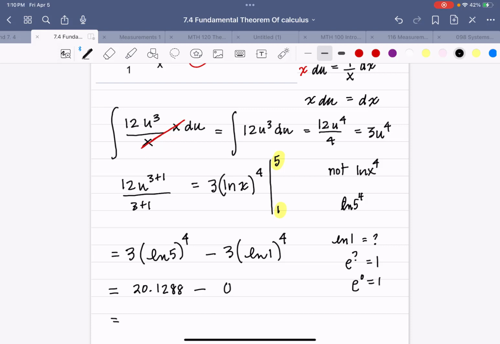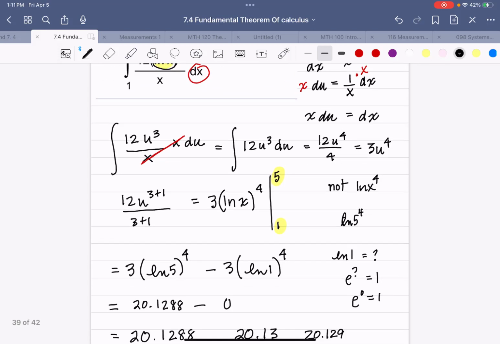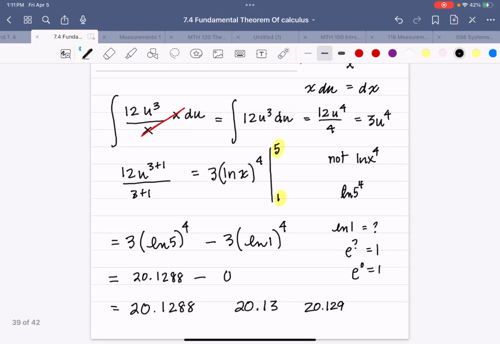So my final answer is 20.1288, which can round to 20.13, or 20.129. So pay attention to whatever the instructions tell you to do inside of My Math Lab.